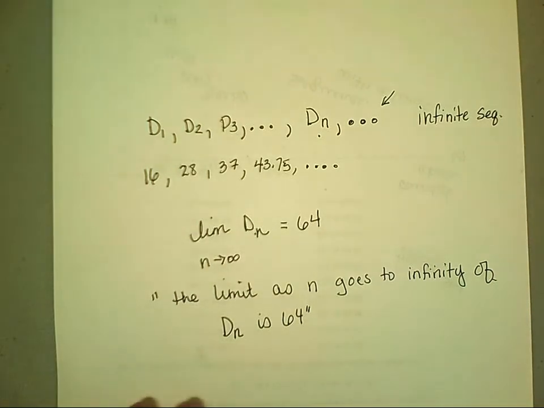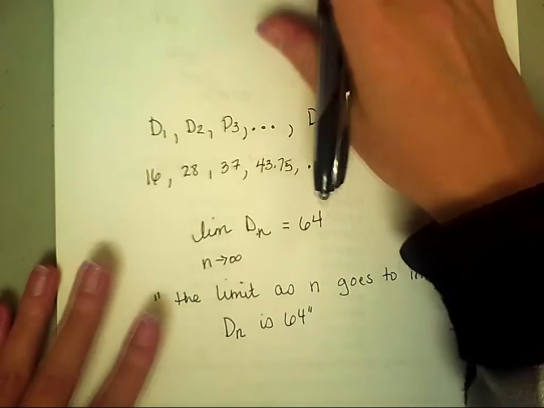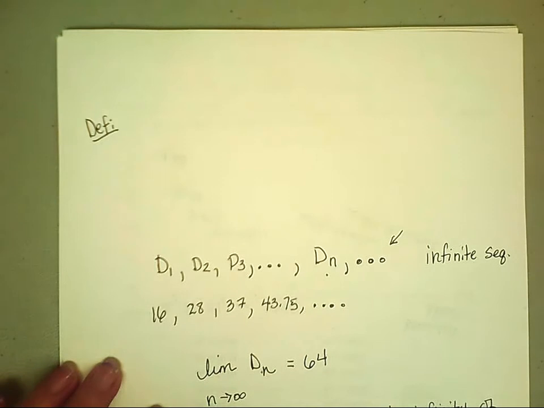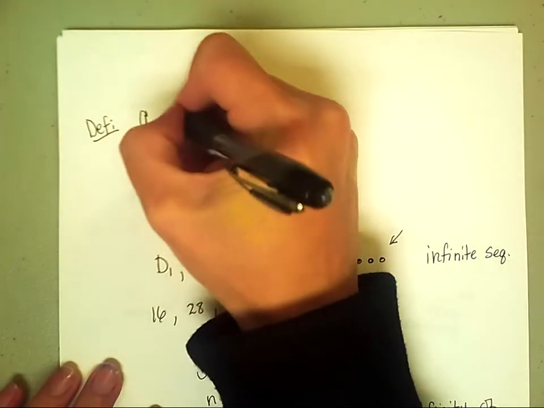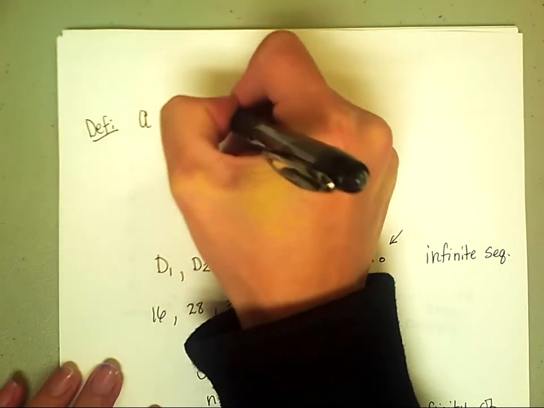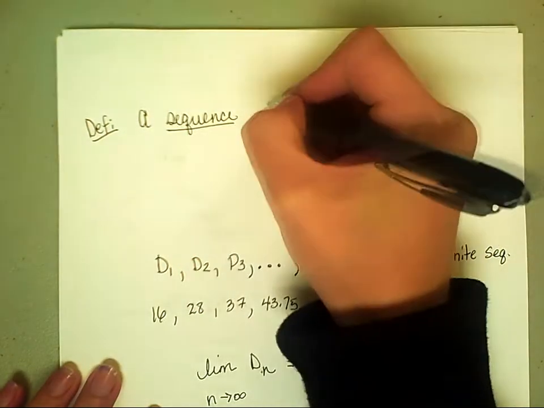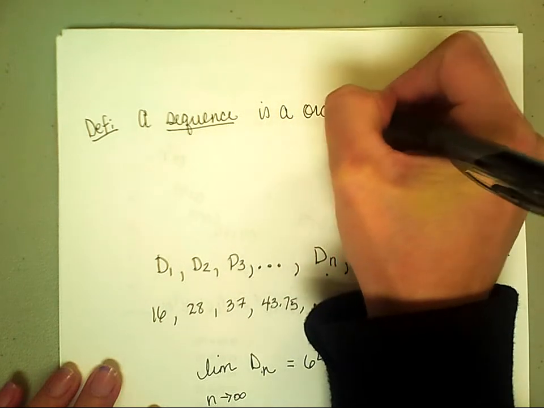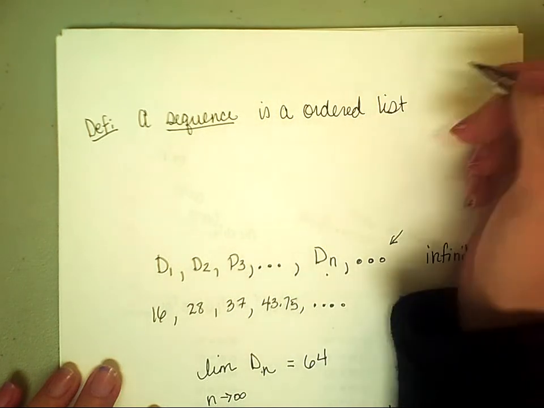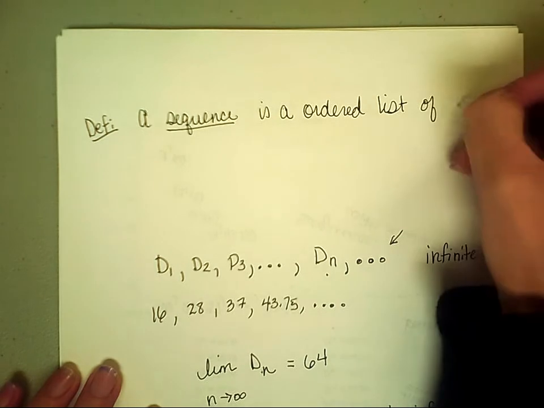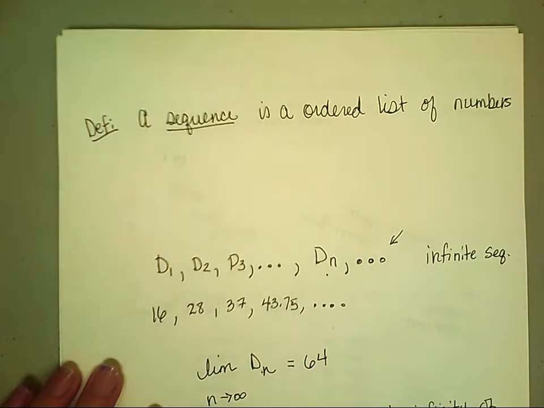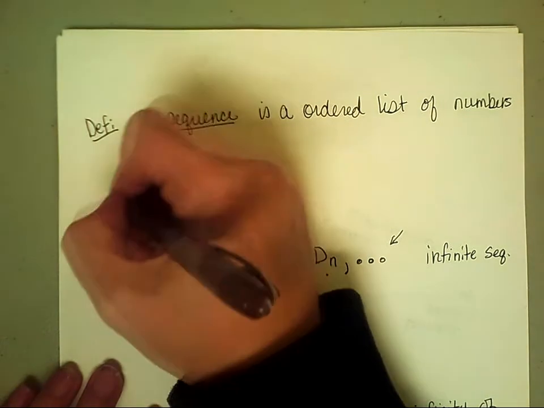Okay, so let's just define this a little bit more clearly then. A sequence is an ordered list. Okay, that is, order matters, okay, of numbers. In its simplest form, this is what a sequence is. Okay. Now, there is some notation for this.